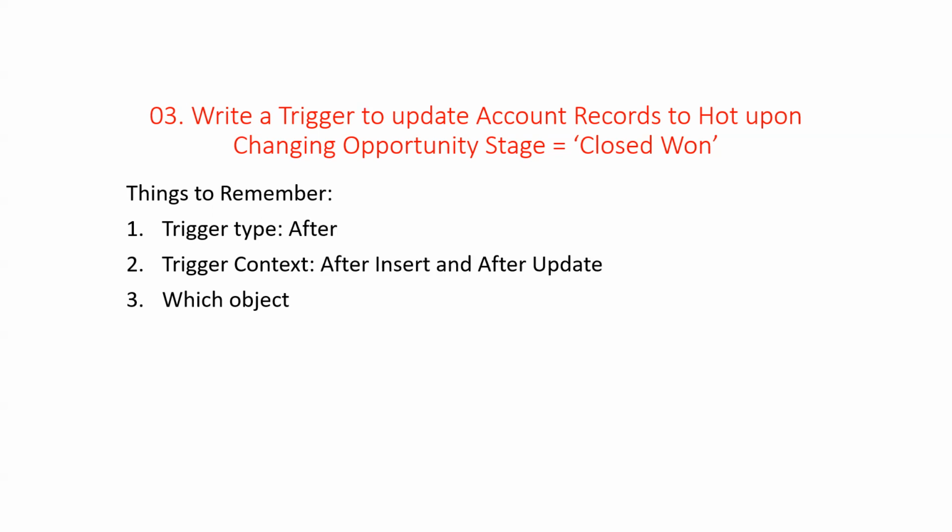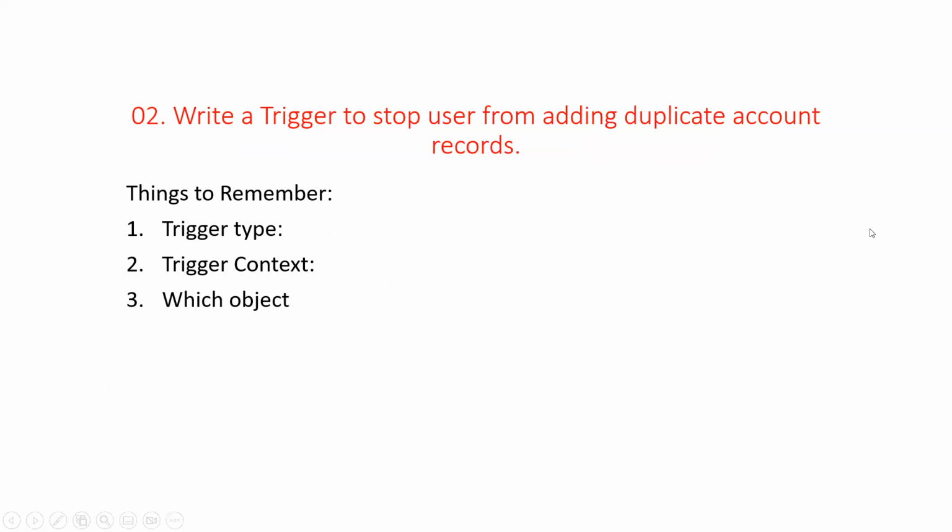Anything can be happening there. Like if you are inserting a new record that has a relationship with any account, then also it should fire. If you are inserting a completely new record, or if you are updating a record that already exists in your opportunity object, then also it should fire the trigger. And the object is opportunity. So we got the answer. These are the key things that should be kept in mind. So we're writing an after trigger, and the trigger context is after insert and after update, and the object is opportunity. So let's go to the org.